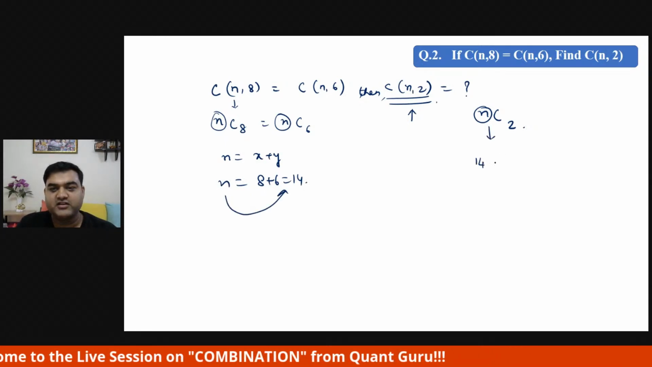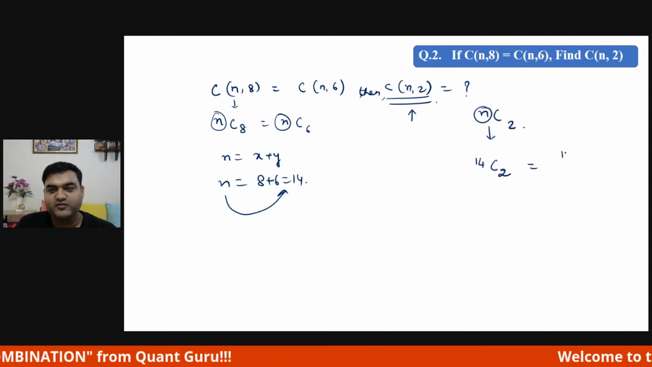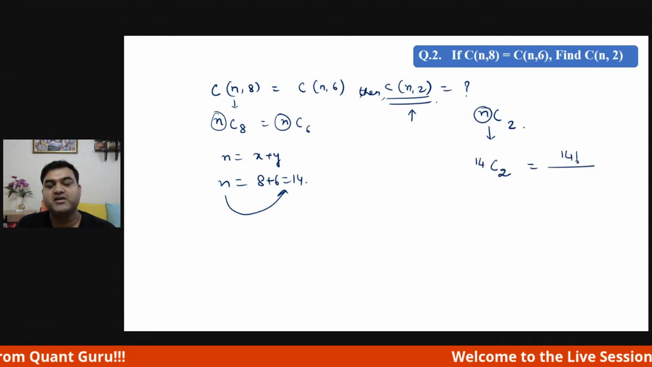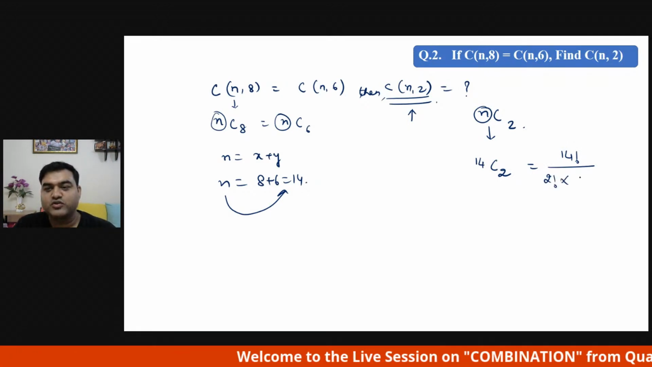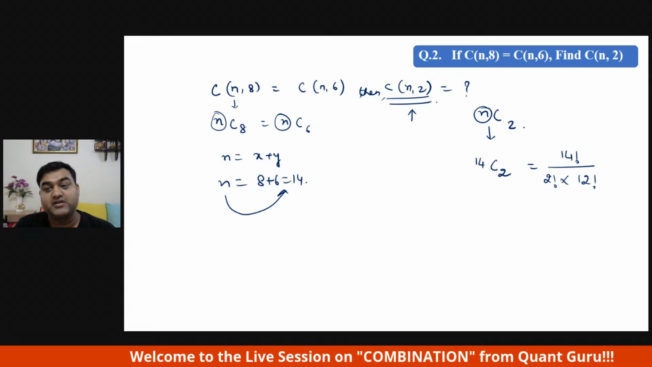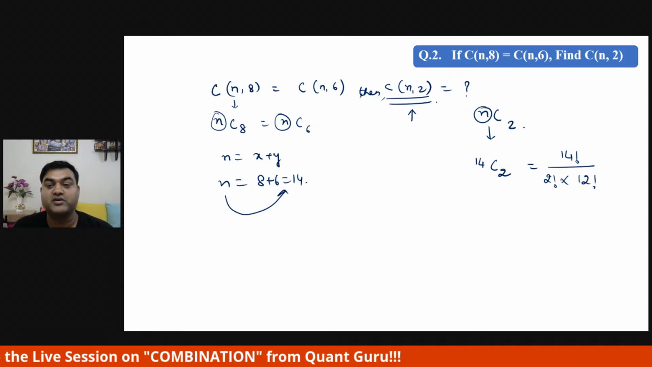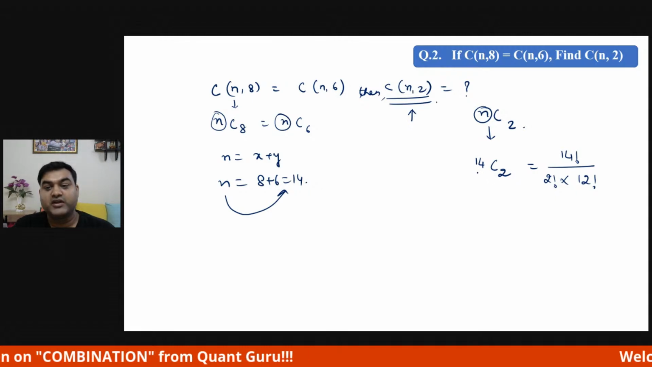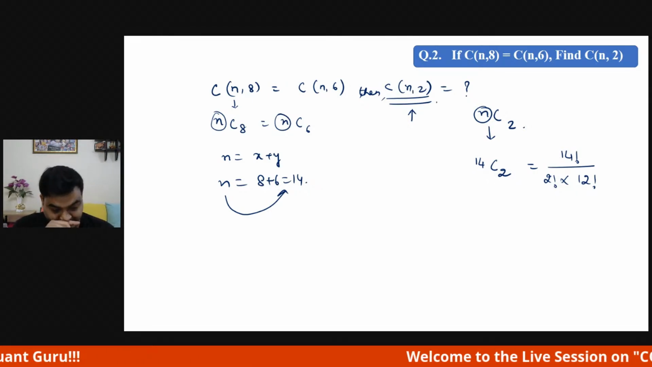This is 14C2. Can we find the value? Yes, it is 14 factorial divided by 2 factorial into (14 minus 2), 12 factorial. I'm not writing it completely because you have to avoid time lag. Time waste you have to avoid. So n factorial was what? This will be the answer. Got it?